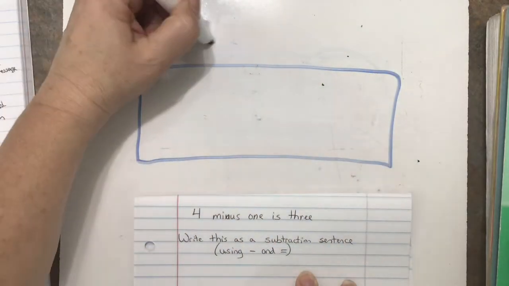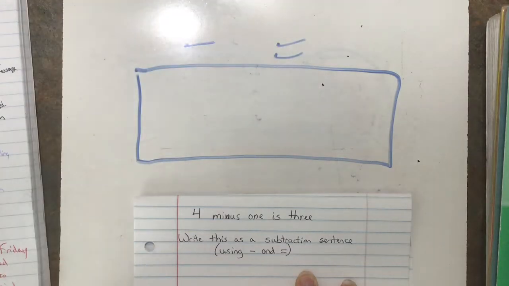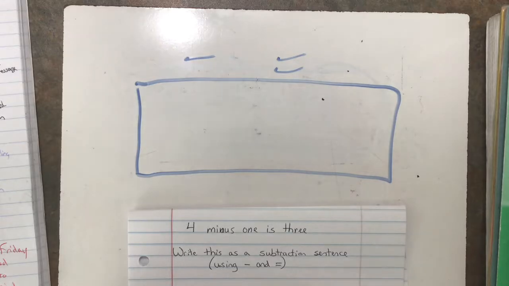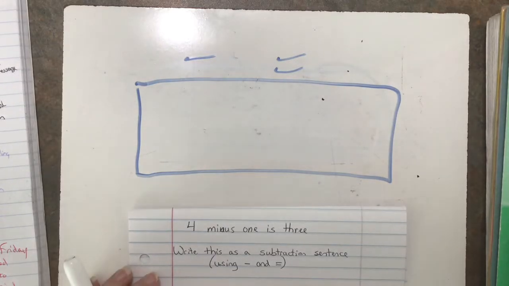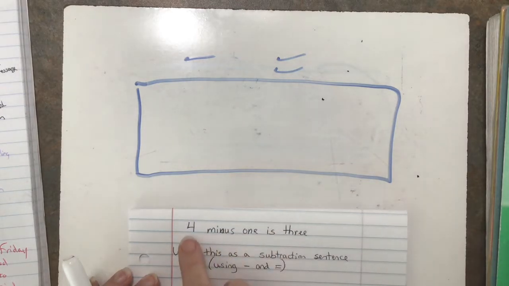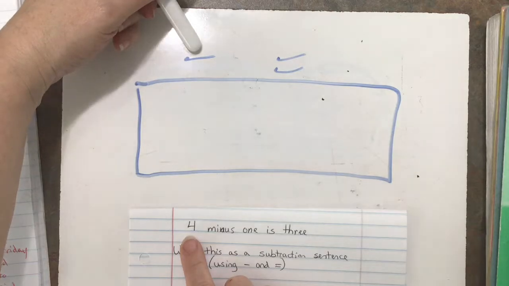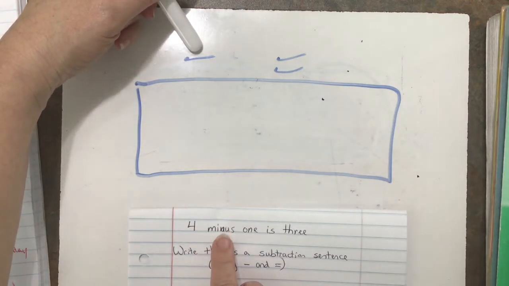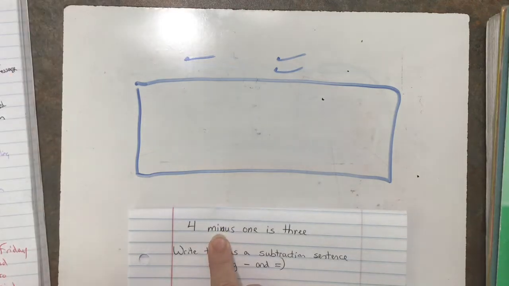We have to use this symbol and this symbol somewhere in there. We have to use those symbols. Okay, so our problem says 4 minus 1 is 3. This symbol means take away or minus. And this time they're using that word minus. So we have to learn that subtract, take away, and minus all mean the same thing.